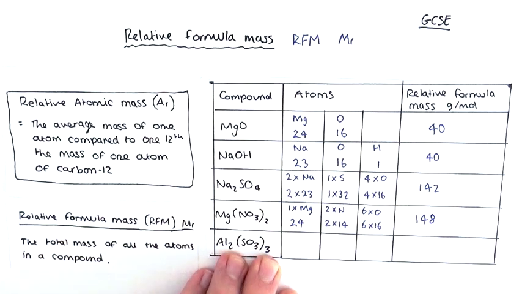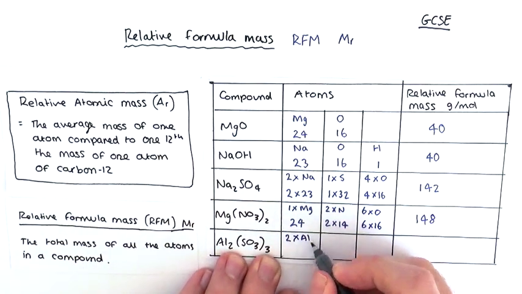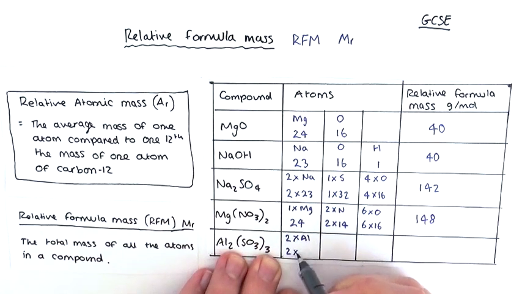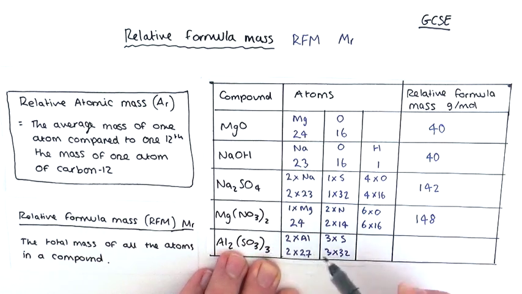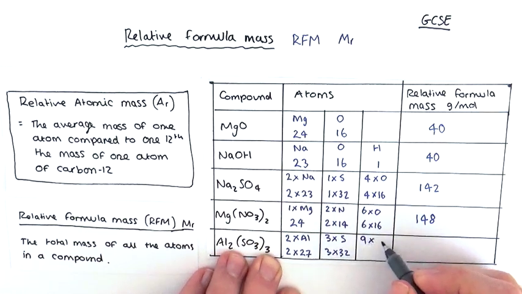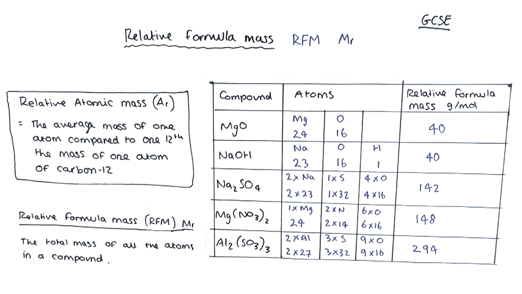The final example here, this time we've got 2 aluminiums. So that's 2 times 27 for the aluminium atoms. We've got 3 sulfurs. So that's 3 times 32. And we've got 3 times 3, so we've got 9 oxygens here on this last one. So that's 9 times 16 for the oxygens. This leaves us with a total relative formula mass of 294 grams per mole.